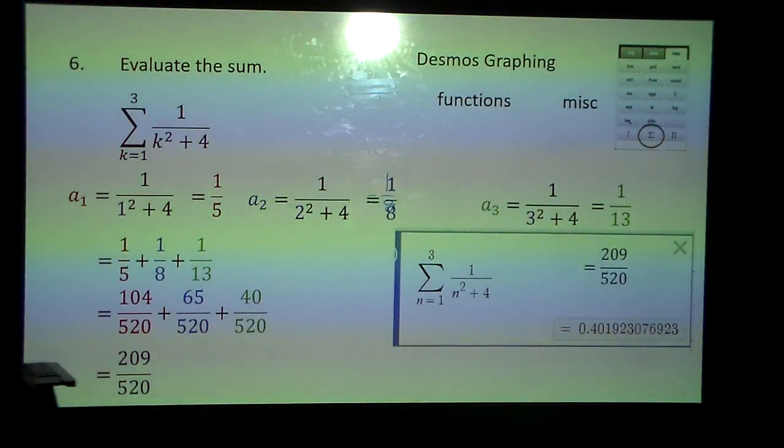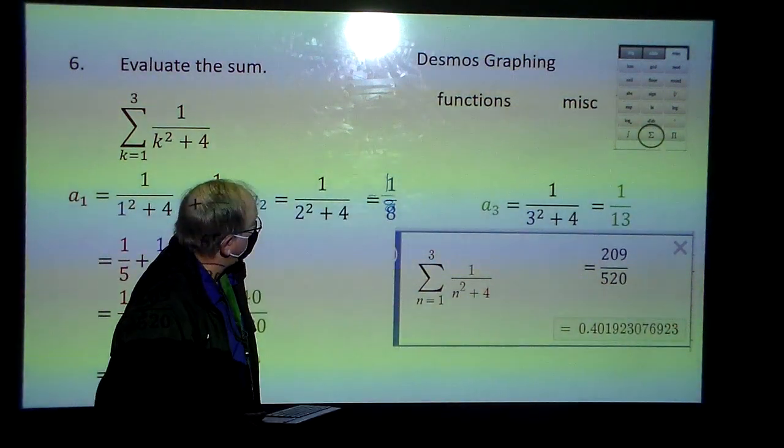Oh, there's my 1/8 that finally popped in there. I guess it just took a second to get there.